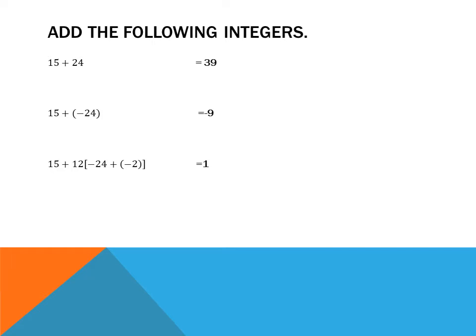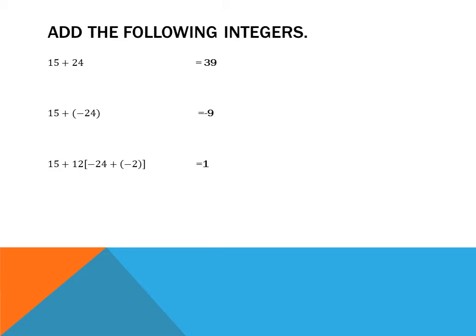Add the following integers. 15 plus 24. Since they share a common sign, just simply add 15 and 24. So the answer is 39. Another example, what if we have 15 plus negative 24? Since they show unlike signs, just simply subtract. 24 minus 15 is equal to 9. Then the bigger number is 24, so copy the sign of 24, which is negative. So the answer is negative 9.